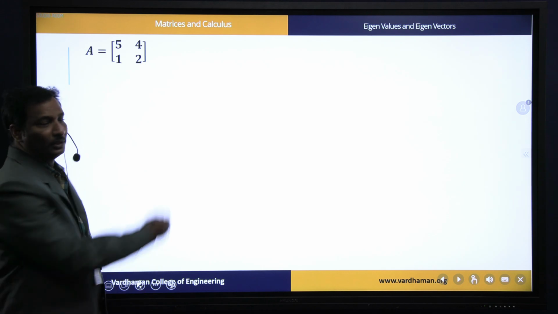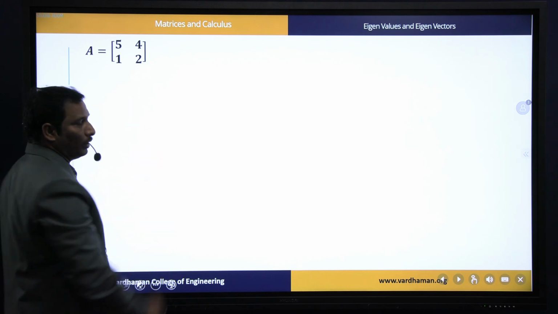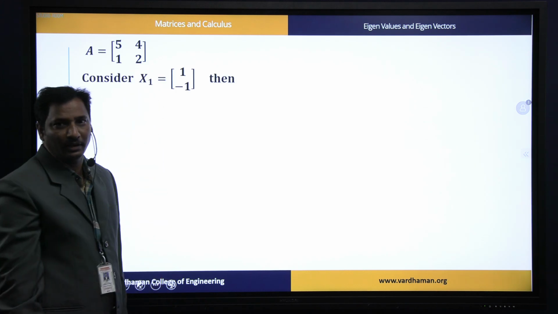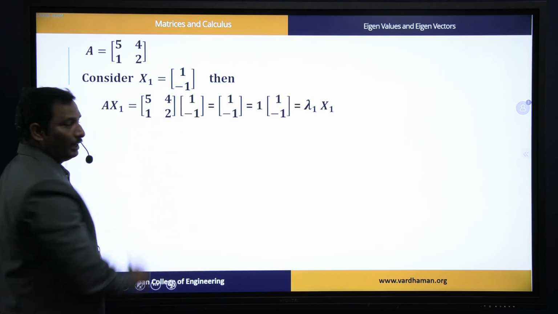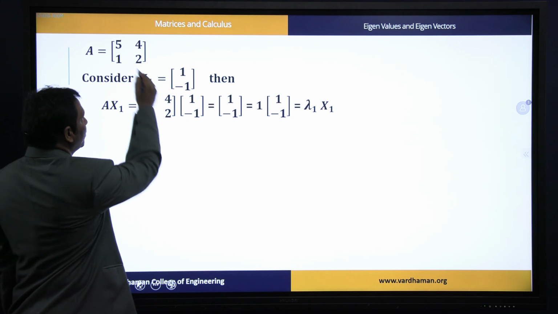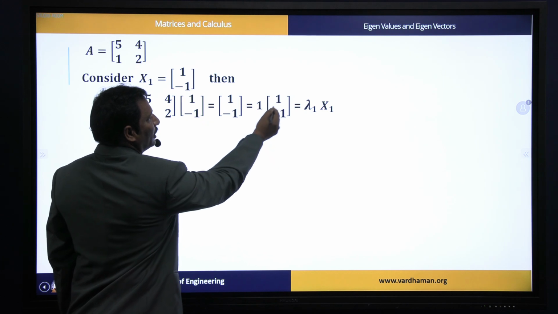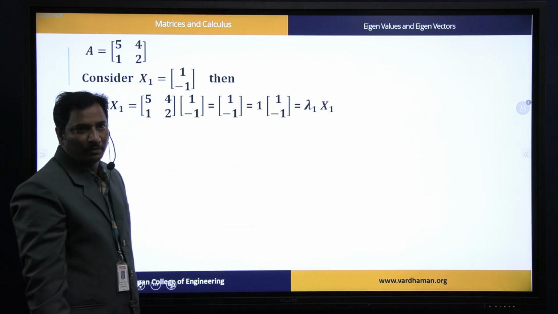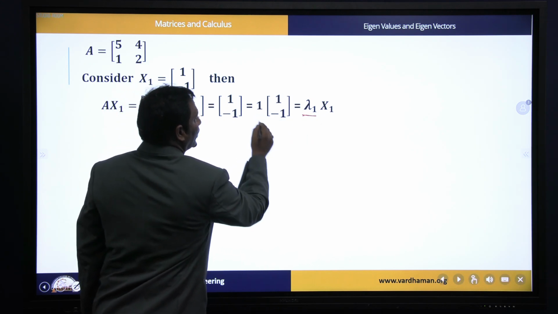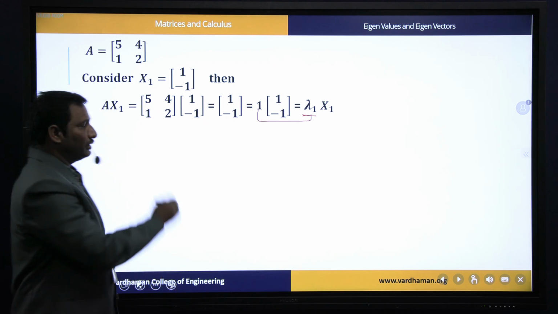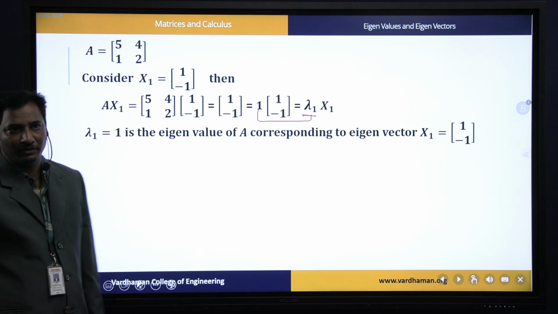For example, consider a matrix A of order 2 by 2, that is 5, 4, 1, 2, and consider the non-zero vector x1 equal to 1, minus 1. Then write it in the form of Ax1. Ax1 equals the matrix multiplied with the vector x1, so we get the resultant value as 1 times the vector 1, minus 1, and this can be written as lambda times x1. So now lambda represents 1. So this lambda equal to 1 is called an eigenvalue of the matrix A.